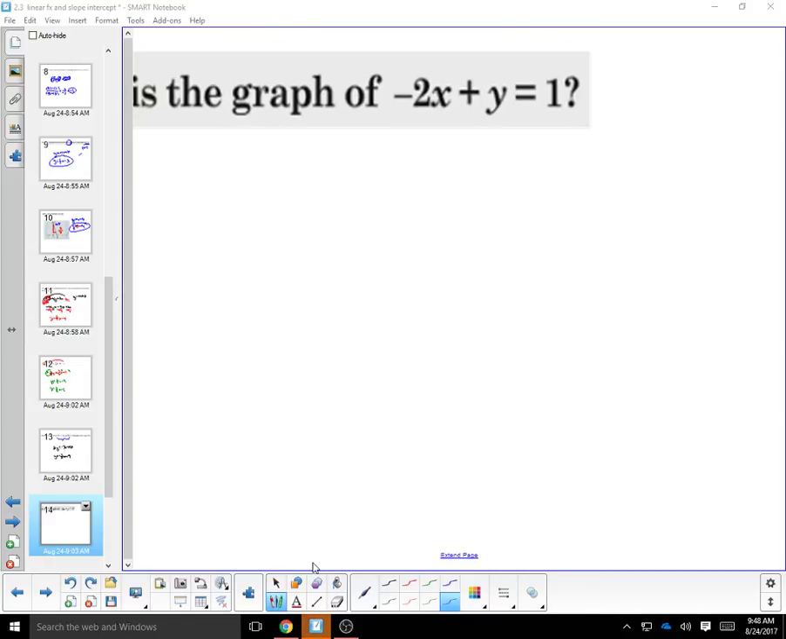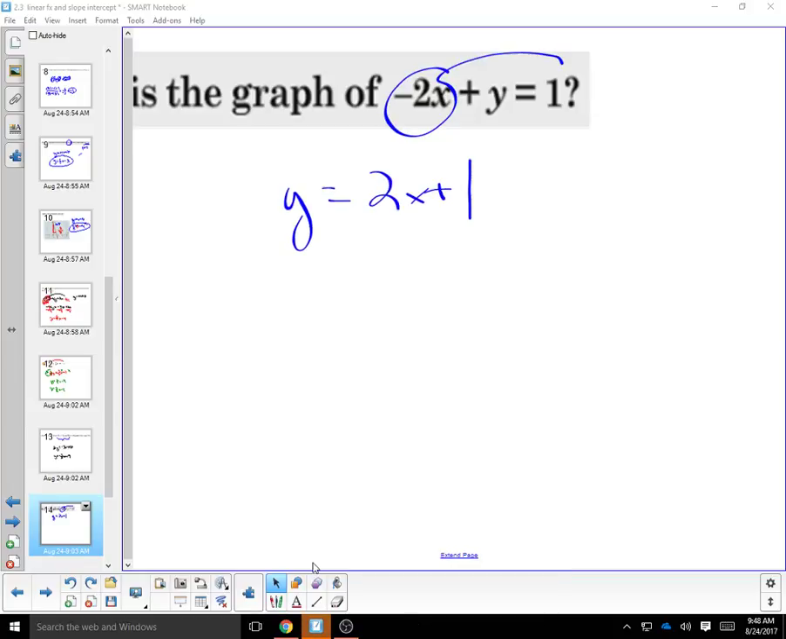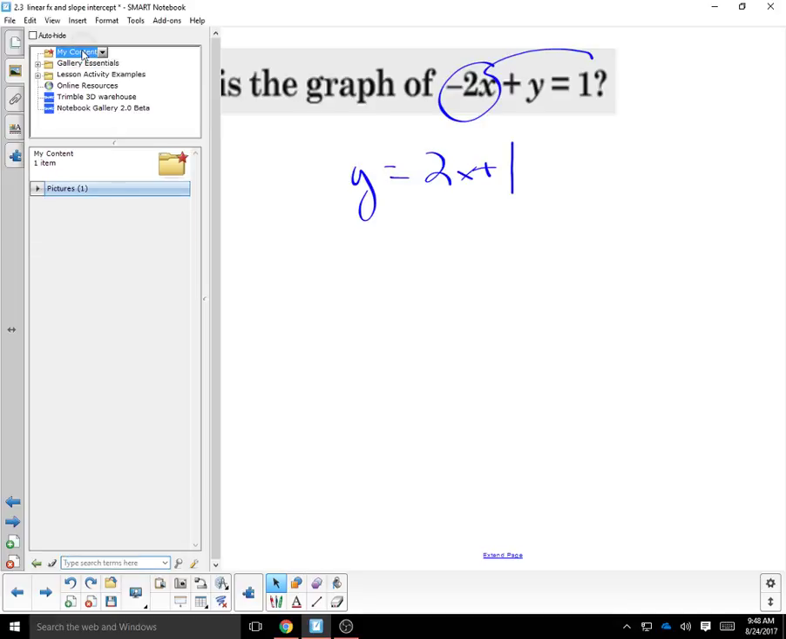That's not slope-intercept form. I need to fix that. That means that this has got to go. Y is equal to 2x plus 1. Do not complicate your lives trying to get all fancy with it.